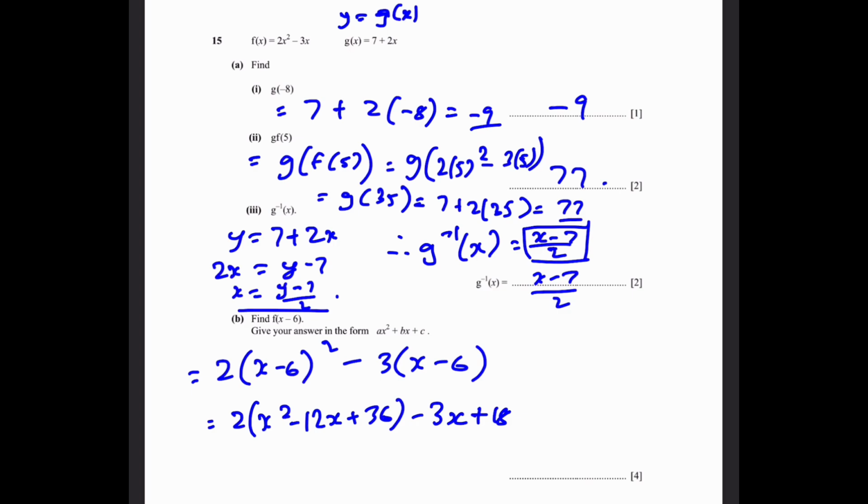Why is it a plus? Because we are multiplying the whole negative 3 times each of these. So we multiply negative 3 times x, we get this. But if we multiply negative 3 times negative 6, two negatives become a positive. So plus 18.